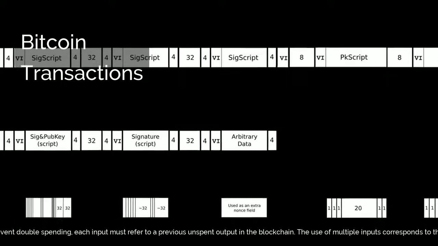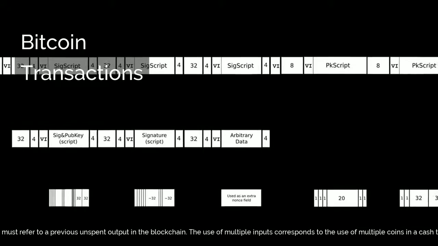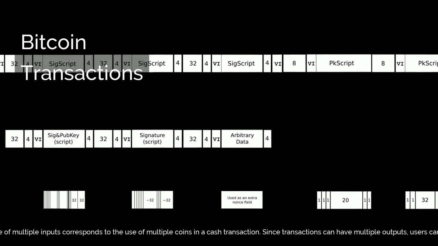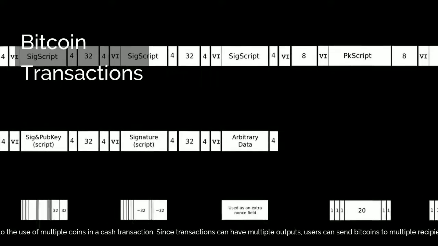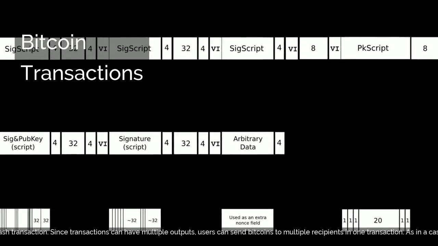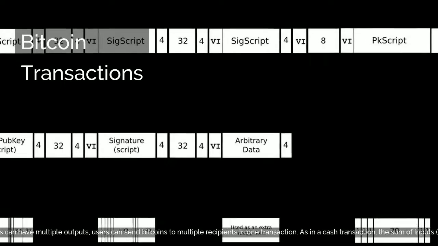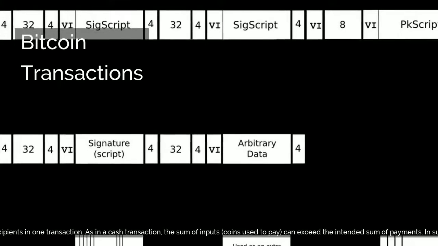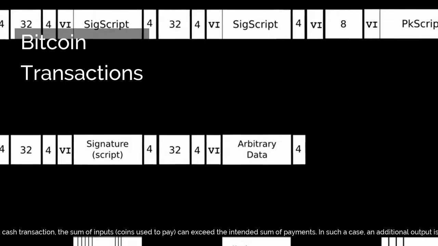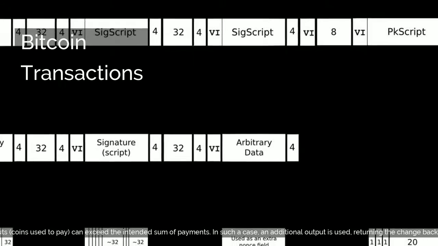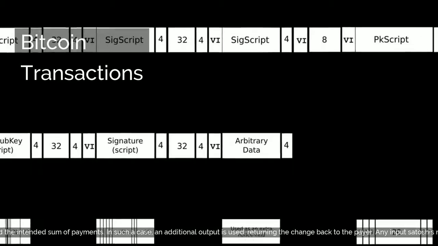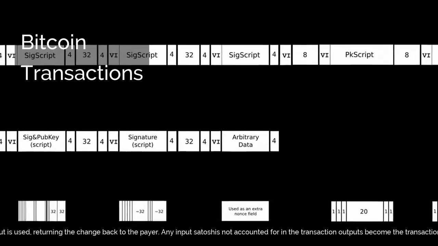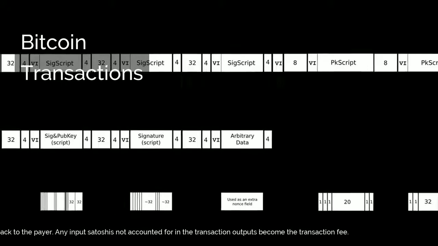The use of multiple inputs corresponds to the use of multiple coins in a cash transaction. Since transactions can have multiple outputs, users can send Bitcoins to multiple recipients in one transaction. As in a cash transaction, the sum of inputs, coins used to pay, can exceed the intended sum of payments. In such a case, an additional output is used, returning the change back to the payer. Any input satoshis not accounted for in the transaction outputs become the transaction fee.